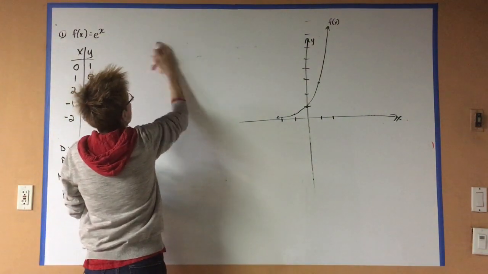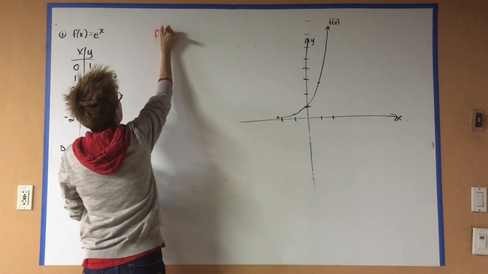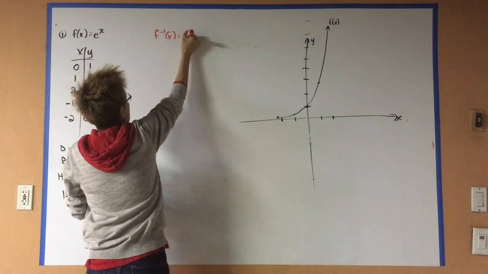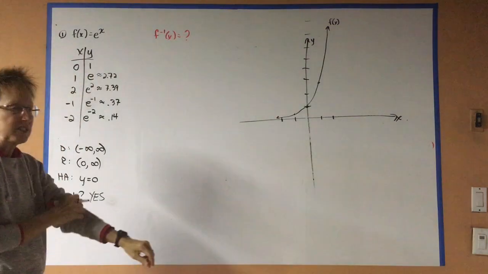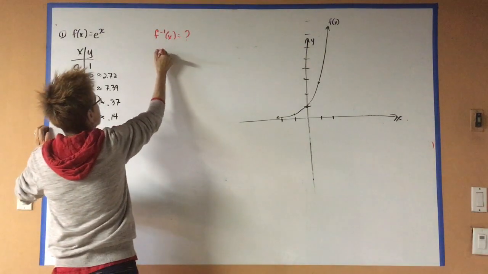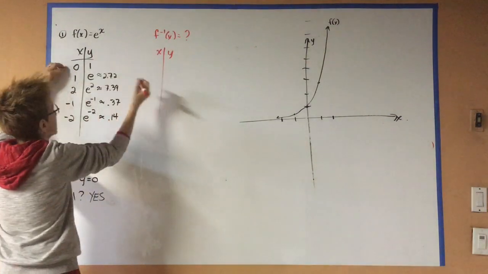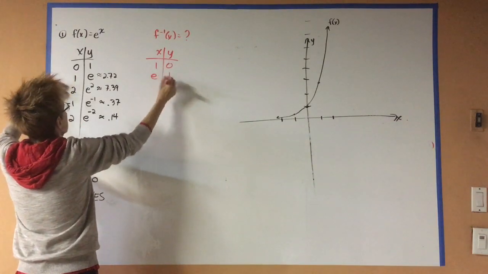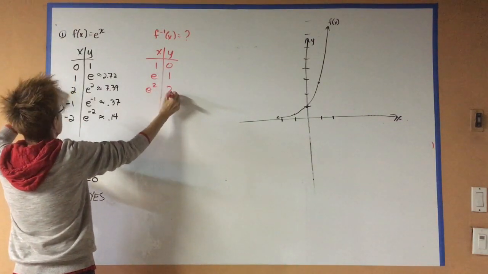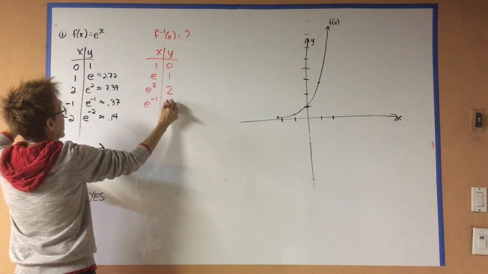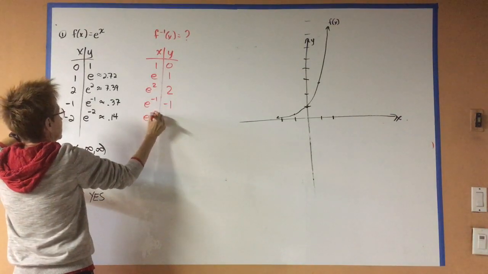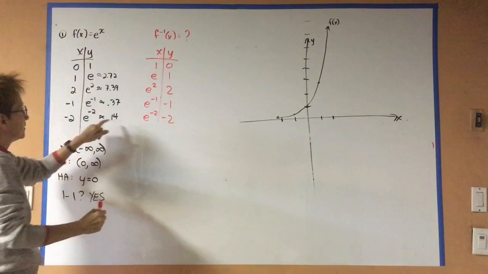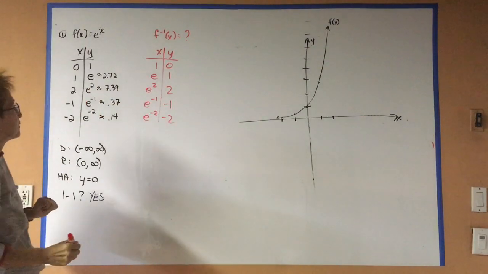So f inverse, I don't know its equation yet. I always do that last. It's a t-table, it's just the reverse of this. So 1, 0, e, 1, e squared, 2, e to the negative 1, negative 1, e to the negative 2, negative 2. And here are my approximations for each one of those.